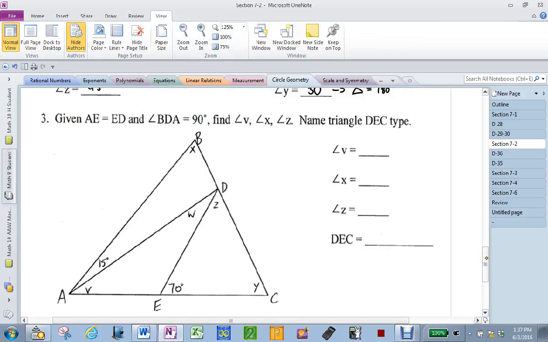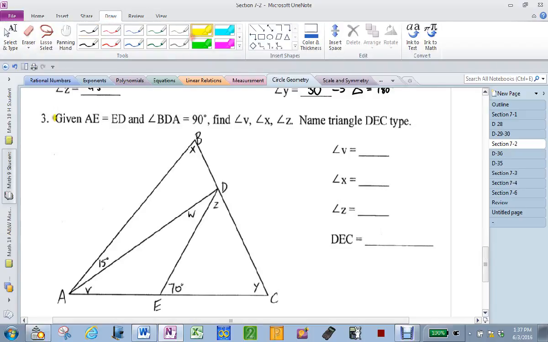Zelda. It's Zelda. So what do I get to do with everything that is given to me? Label. I get to label that because that's true. So where is AE? AE is right here. So AE is the same as ED. AE, ED. Oh, what did I just build? I saw that. An isosceles triangle. Cool? Yeah. All right.